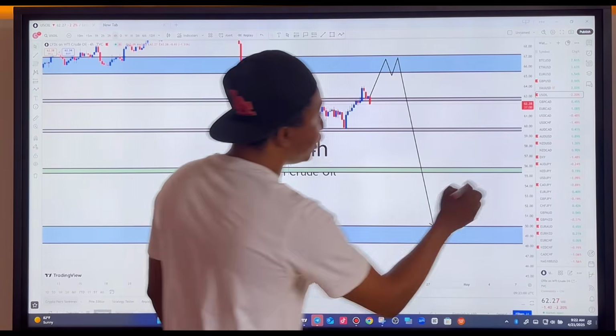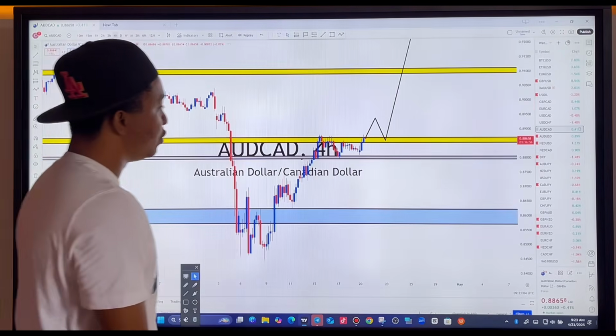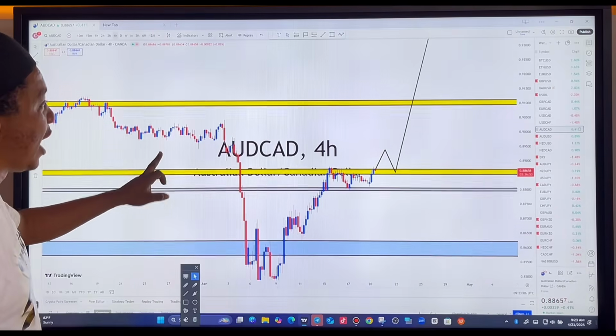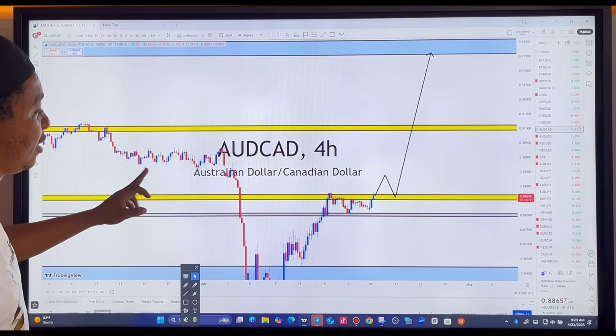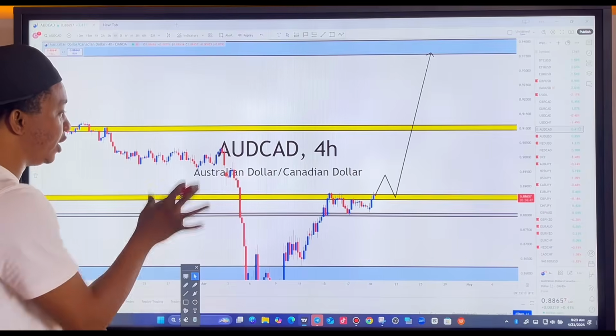Next pair is going to be AUD CAD. Let's go all the way to AUD CAD. Let's dive into it. So AUD CAD, I have a very beautiful buy setup over here. What is the reason behind my buying opportunity over here on AUD CAD?